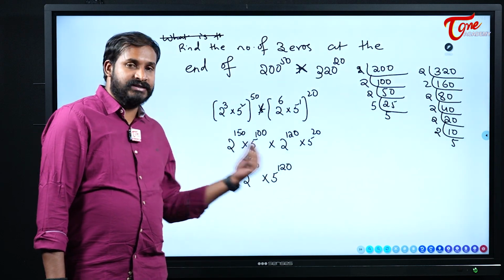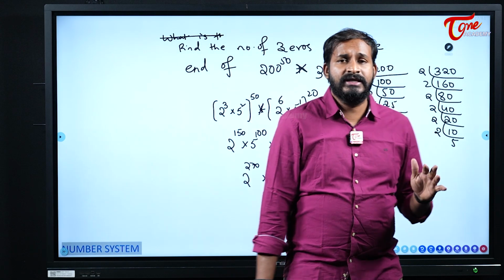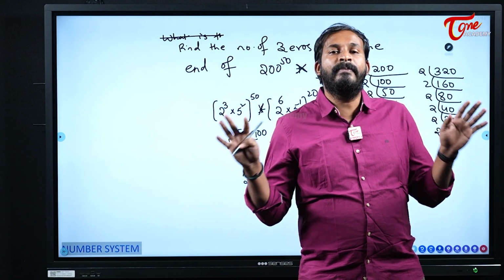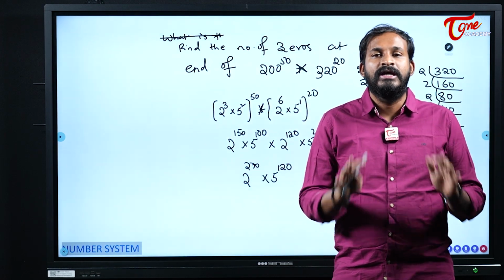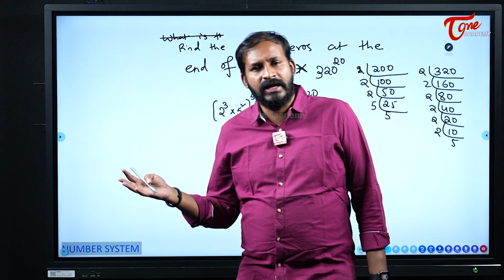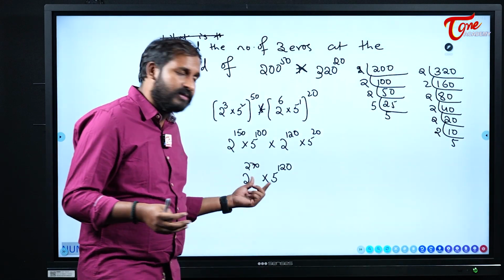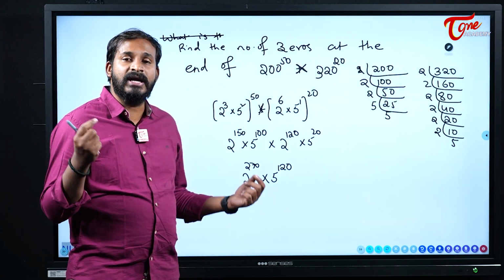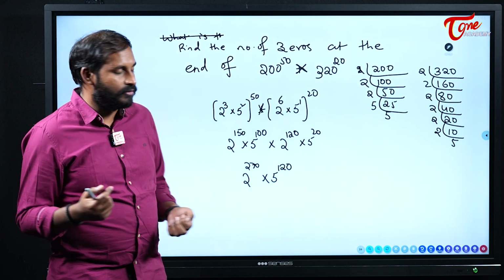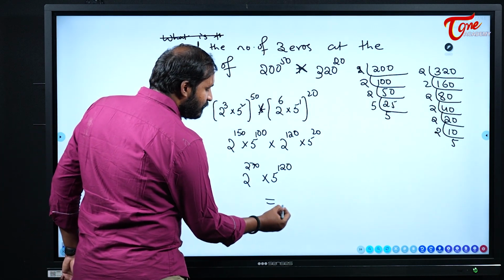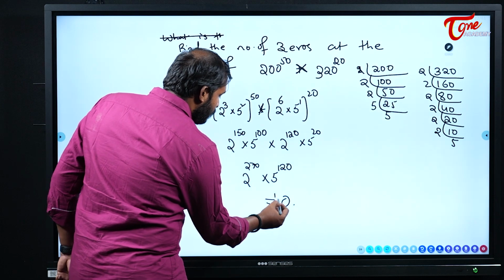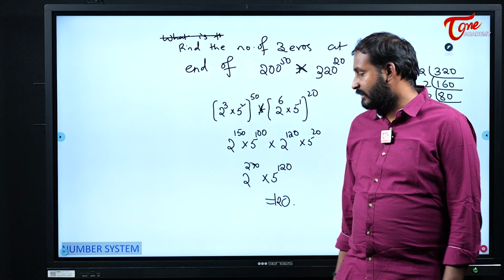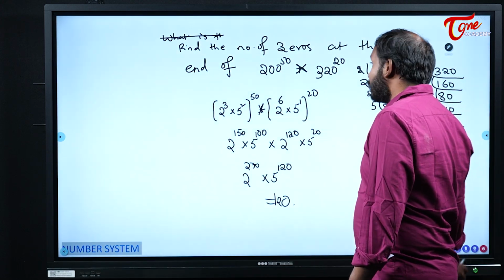We should take the least power. It is simple: if you have 100 left leg shoes and 120 right leg shoes, how many pairs of shoes can you make? Only 100. What about the remaining 20 right leg shoes? It is waste. Similarly, here also the same thing. Here you have 2 to the 270 and 5 to the 120, but we can only make 120 pairs of 2 and 5. Because of that, the number of zeros at the end of the product is 120. Good, really good, super.